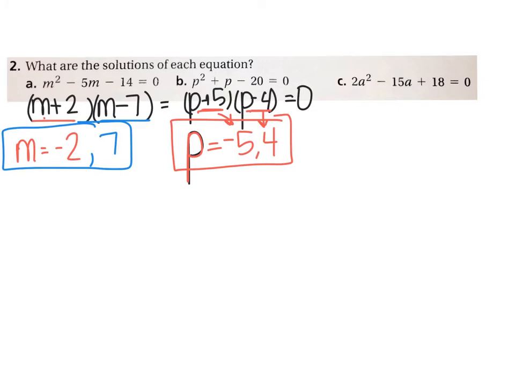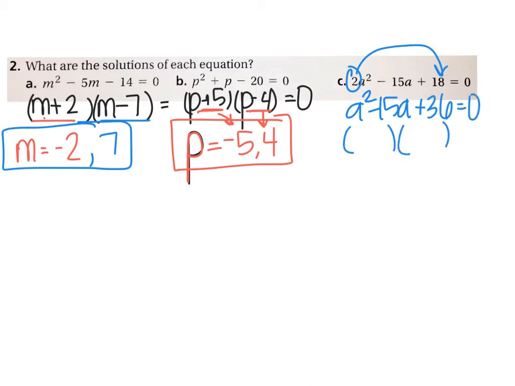Now if you'll pause it and try C on your own, you're going to have to... actually, I'll do C with you because you have to do the MAC method. So you're going to slide and multiply and you get a squared minus 15a plus 36. Now what multiplies to give you 36 but adds to give you 15? It's going to be -12 and -3.